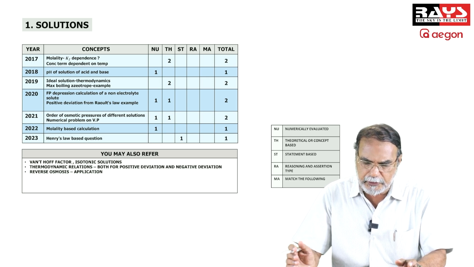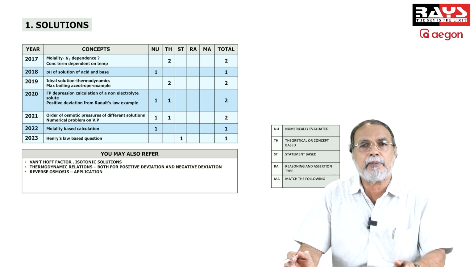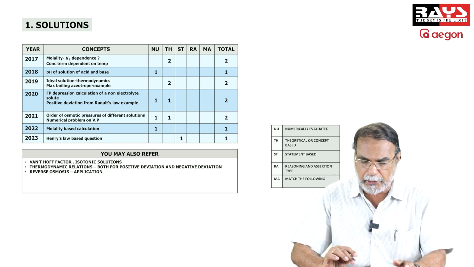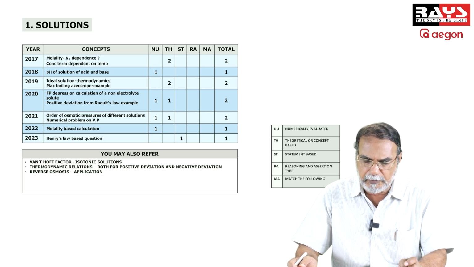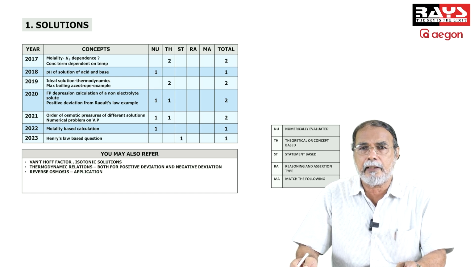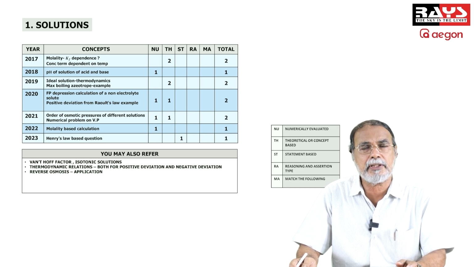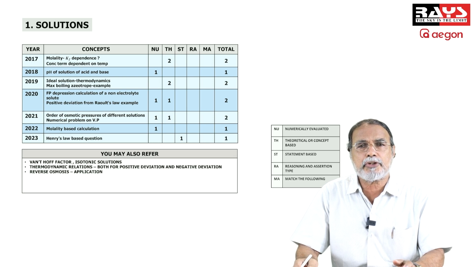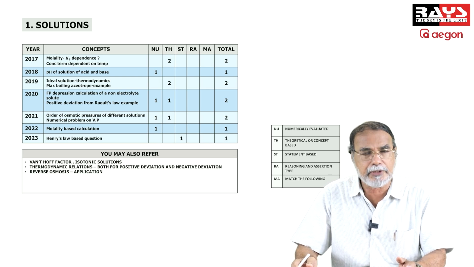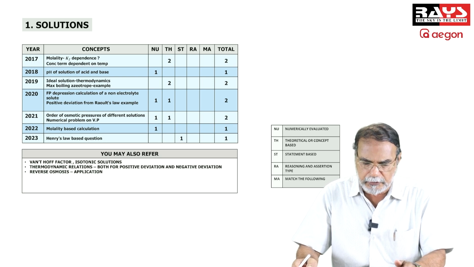In 2018, there was a question relating to the pH of solution of acid and base. Of course, that is a question from ionic equilibrium, so that need not be discussed here. In 2019, there was a question on ideal solution and the thermodynamics of ideal solution. Delta H equal to 0, delta V equal to 0, delta S greater than 0, and delta G less than 0 are the thermodynamic parameters for an ideal solution. You can study the corresponding parameters for solutions with a positive deviation and solutions with a negative deviation, and these things are often asked in examinations.